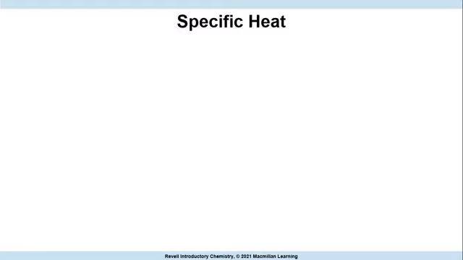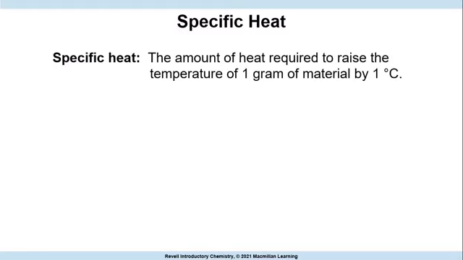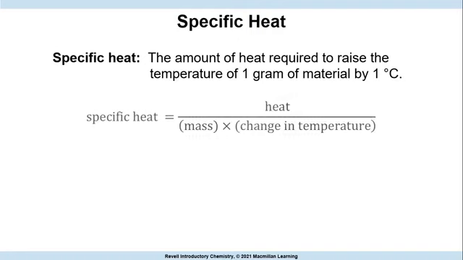Now, let's look at specific heat. I've said specific heat is the amount of heat that is required to raise the temperature of 1 gram of material by 1 degree Celsius. Very important here, 1 gram and 1 degree Celsius. Specific heat, at times, is called specific heat capacity. So if you see specific heat or specific heat capacity, it is the same thing.